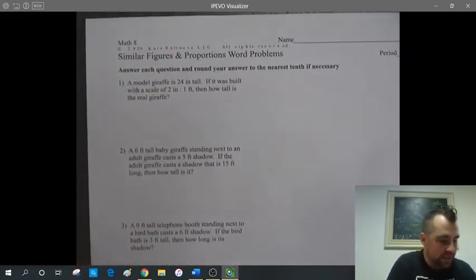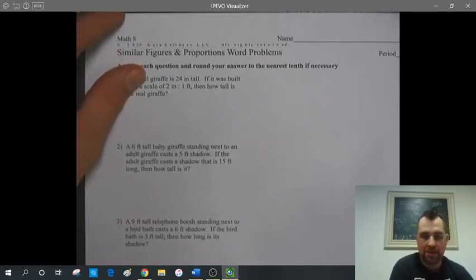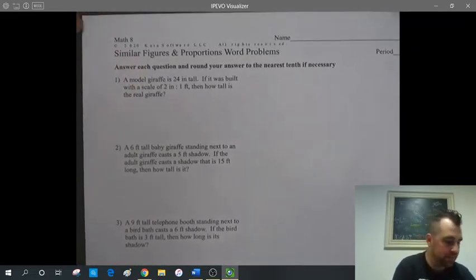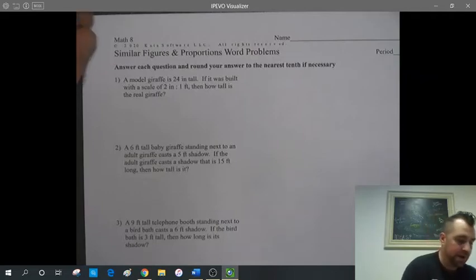And then we have similar figures and proportions word problems. So a few word problem application type things for how we could use this. The first one says a model giraffe is 24 inches tall. If it was built with a scale of 2 inches to 1 foot, then how tall is the giraffe in real life, or the real giraffe?